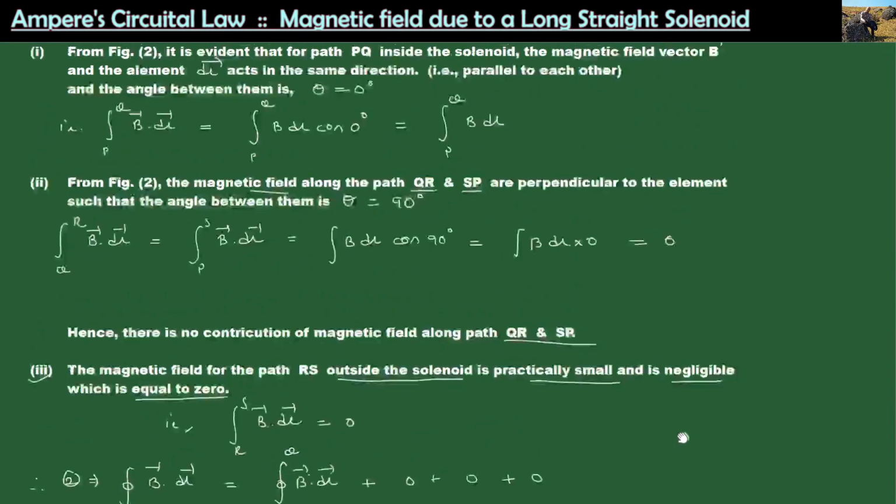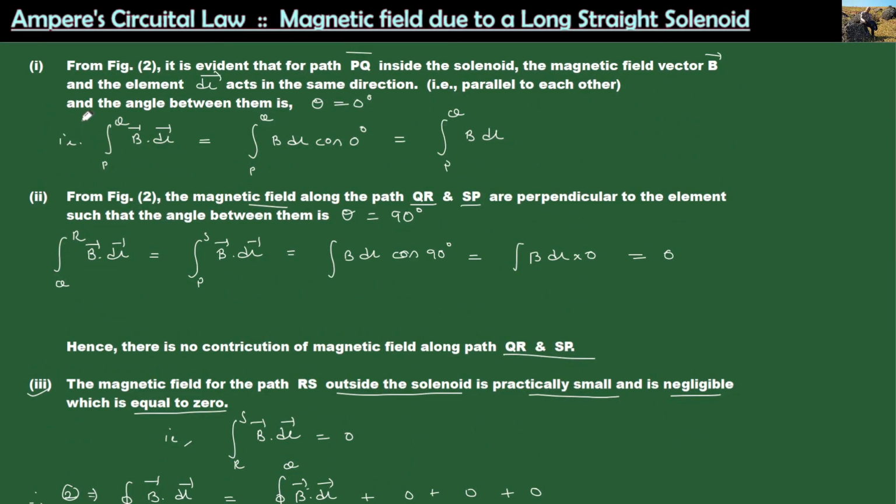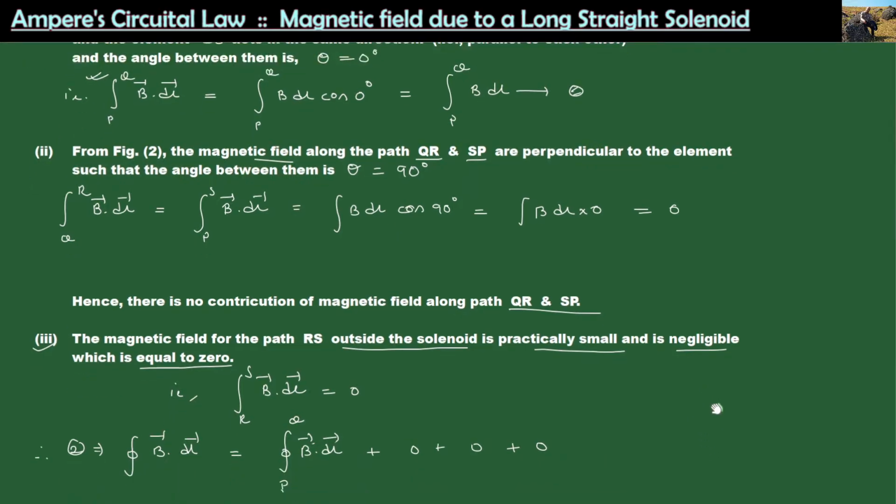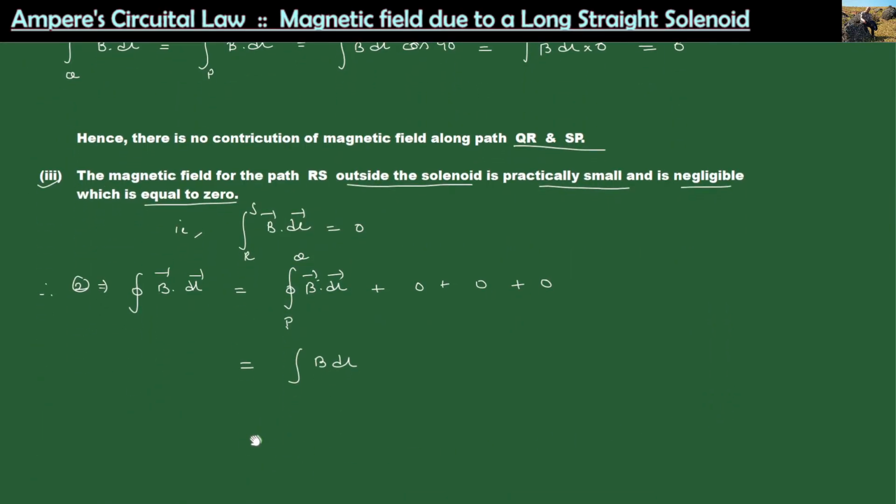If you look from here, this will be the integration from P to Q of B dot dl, which will be equal to the line integral of B dot dl. Since the magnetic field B is constant, we can take it outside of the integration sign, so B is taken outside, and we are left with the integration over dl.